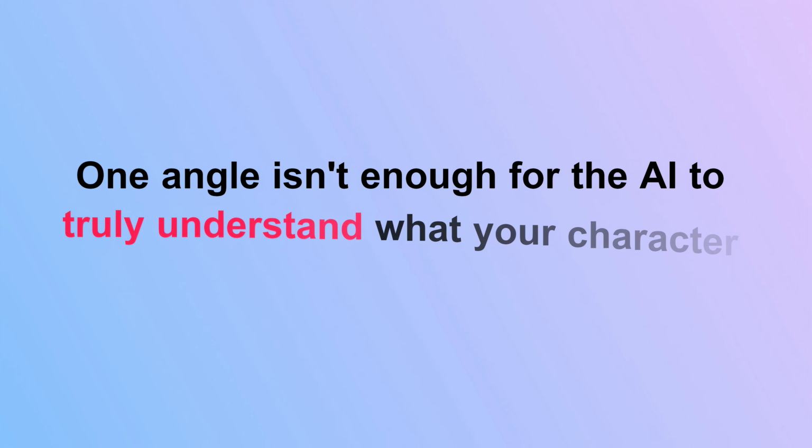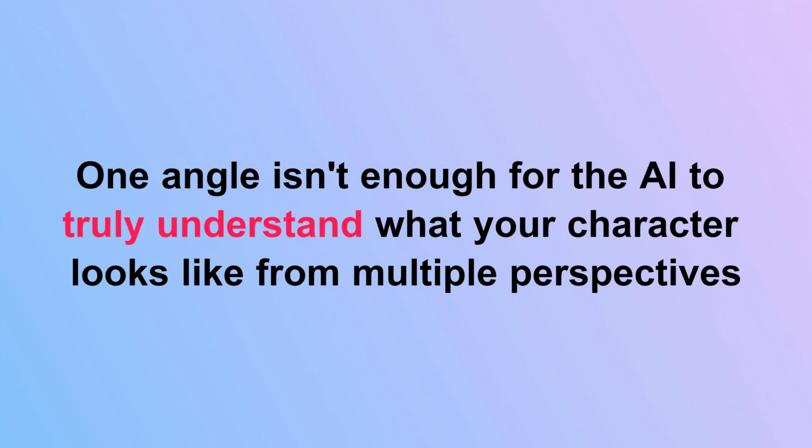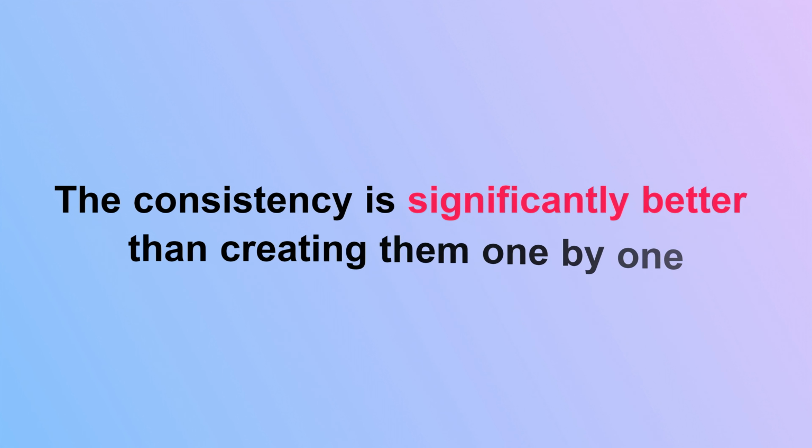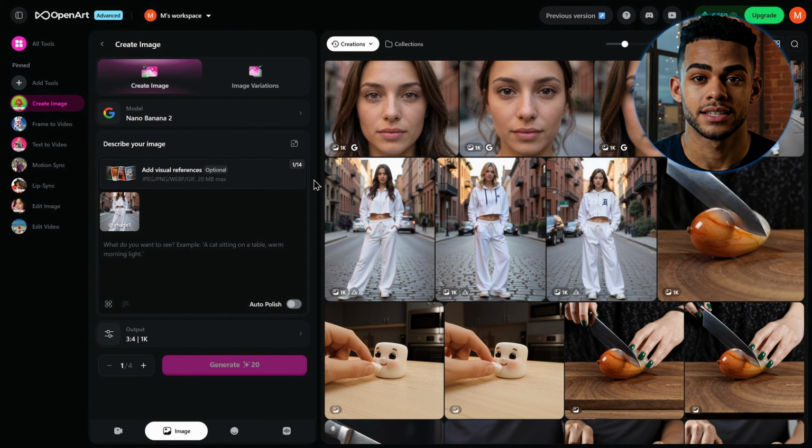Most people stop at one image and try to work with just that, and it's a critical mistake. One angle isn't enough for the AI to truly understand what your character looks like from multiple perspectives. The grid approach gives you 9 shots at once, and because they're all generated together, the consistency is significantly better than creating them one by one. So let's set this up.